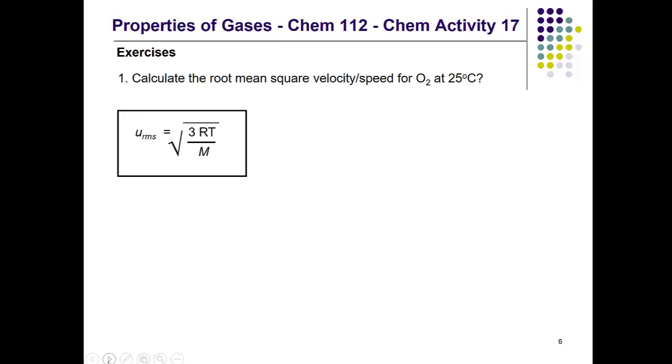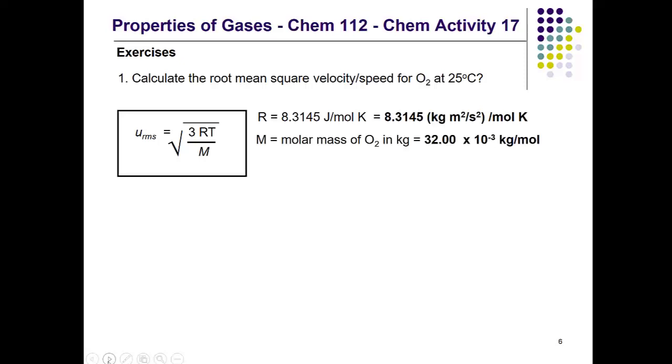So here's our equation. Then we need to start to unpack the information. So number one, we need our R value. And to make sure that the units cancel properly, I'm going to use the version of joules as kilograms meters squared per second squared, mole Kelvin. And then we have the molar mass of oxygen. Now note, I need to express it in kilograms. So instead of just 32 grams per mole, it's 32 times 10 to the negative 3 kilograms per mole. And of course, I need to express my temperature in Kelvin.